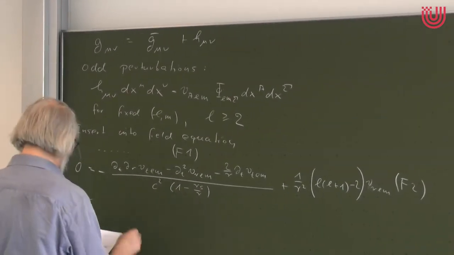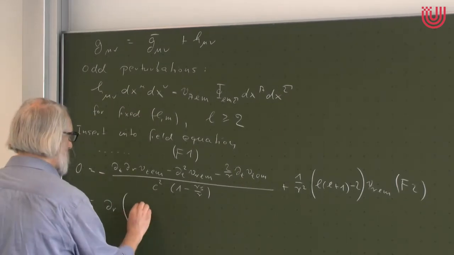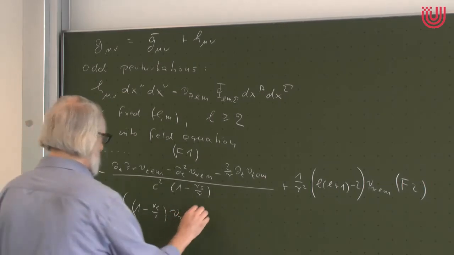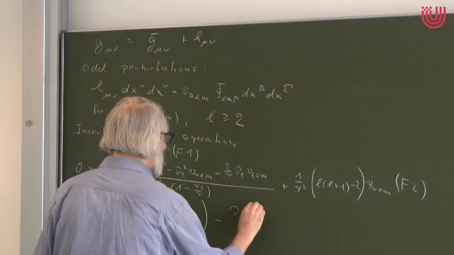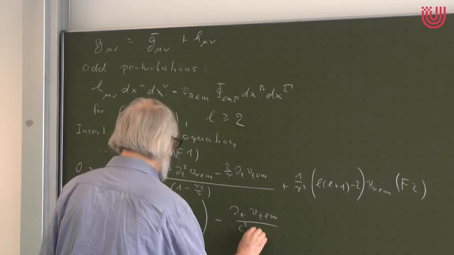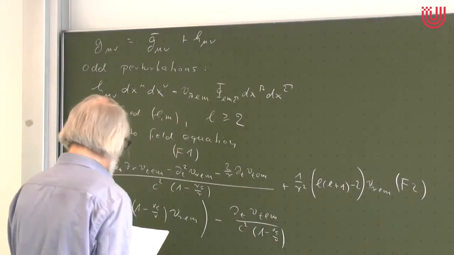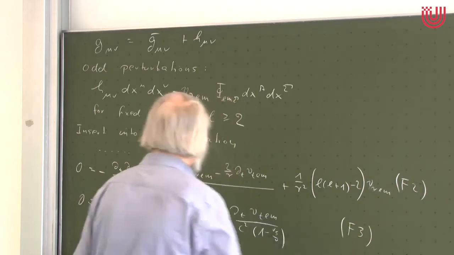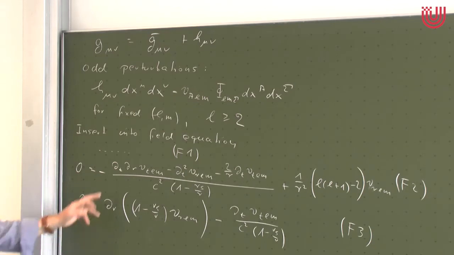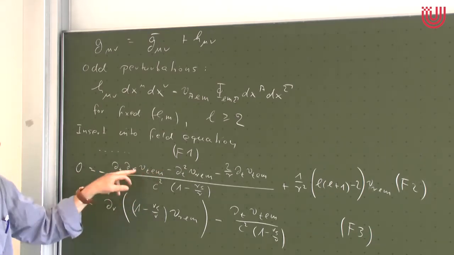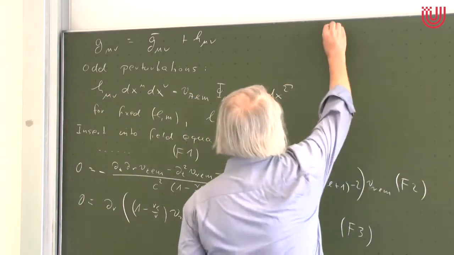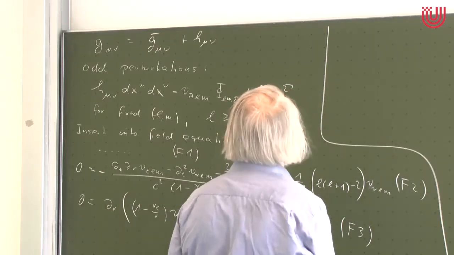And the last one is a bit shorter. The last one is dr (1 minus rs over r) V_rlm minus dt V_tlm over c squared (1 minus rs over r). So that's F3. So you see it's a coupled system of differential equations, as you expect with Einstein's field equation, for the 2 unknown functions which are left, V_tlm and V_rlm. But I claim that I can decouple them. I claimed this already last time. I hope today I can prove it.